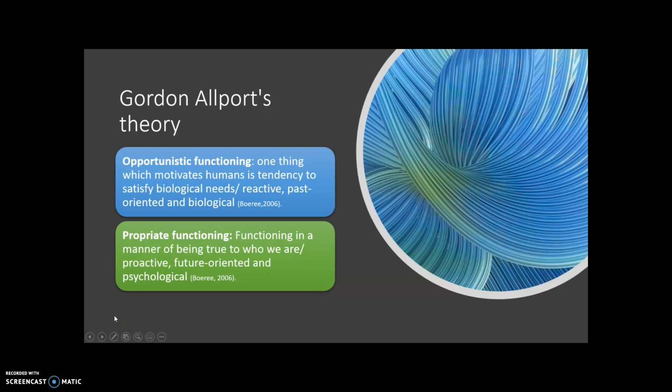And next, he felt that opportunistic functioning was relatively unimportant in understanding most of human behavior. So Allport felt human behavior was motivated more in a manner expressive of ourselves, which he called propriate functioning, which looks future-oriented and psychological.